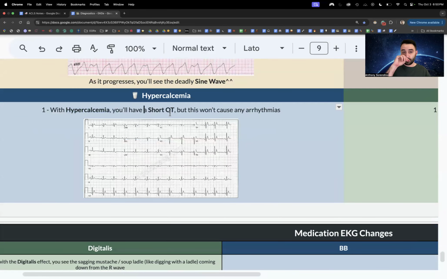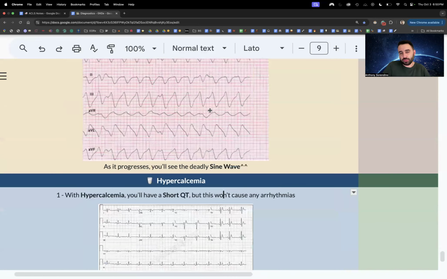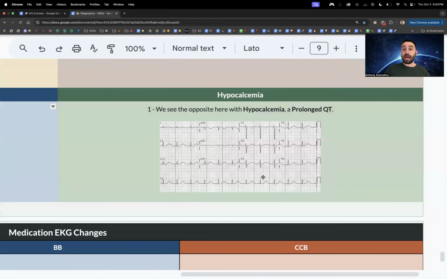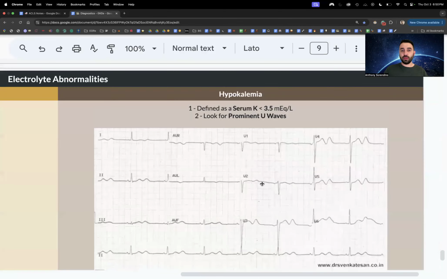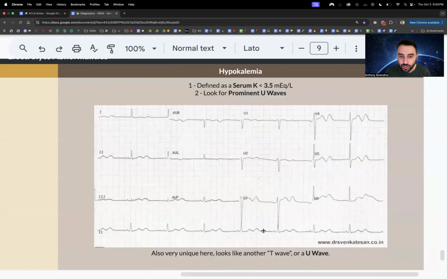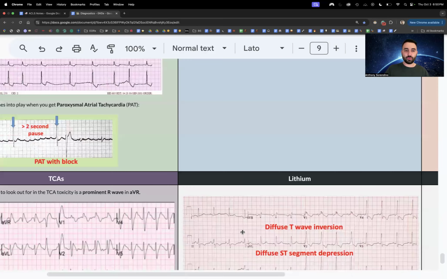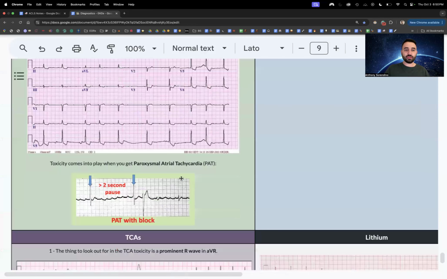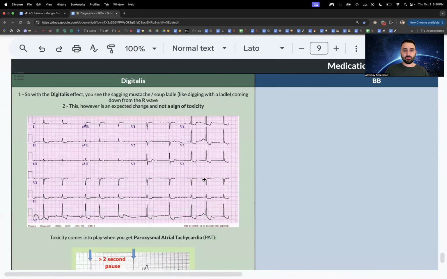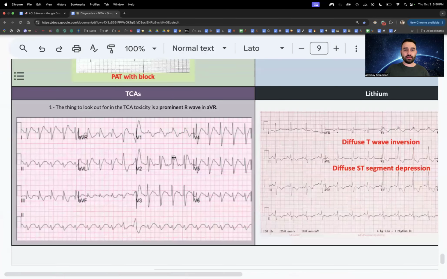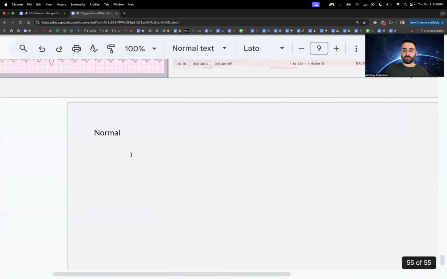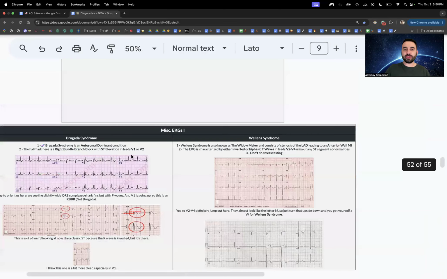Hypercalcemia will have a short QT, so I think that's good to know. With hypercalcemia, you will also see Osborn J waves, which you will also see with hypothermia. So that's good buzzword stuff to remember. The opposite, hypocalcemia, you're going to have a prolonged QT. Hypokalemia, you're going to have prominent U waves: you have the QRS, you have the T, and then you have the U wave. I didn't even get to all this when we had this exam. Digitalis, know that paroxysmal atrial tachycardia is pathognomonic for that. TCAs, whatever.